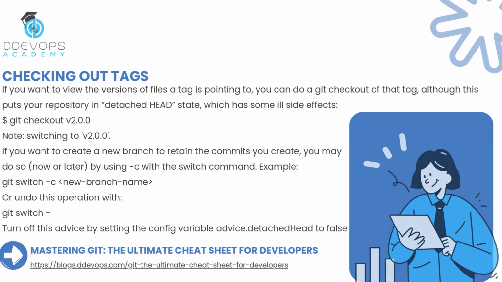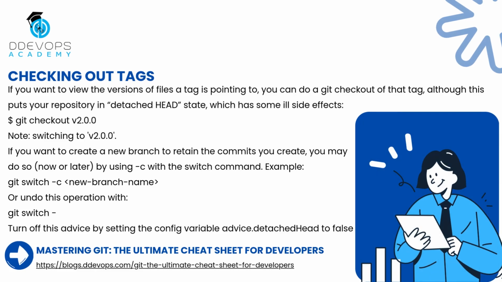When you want to view the state of your project at a specific tag, use git checkout. This puts your repository in a detached HEAD state, meaning you're not on a branch. You can still explore or test, but commits won't be saved to a branch unless you create one. To do that, use git switch -c, and if you want to undo the checkout, just run git switch -. This gives you flexibility while keeping your history clean.